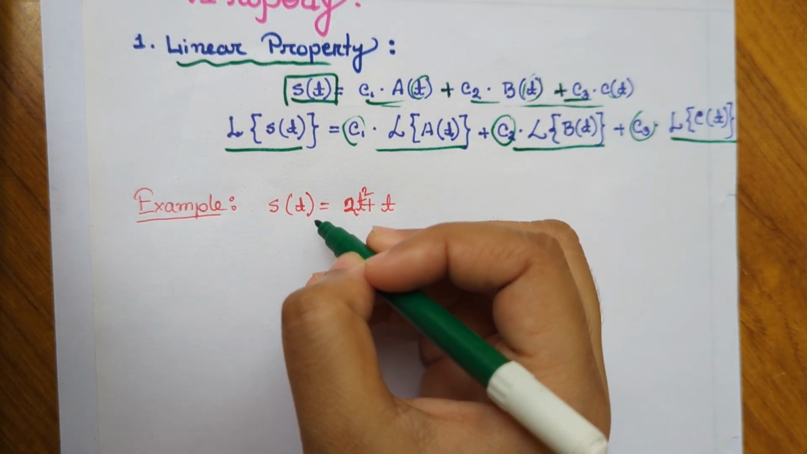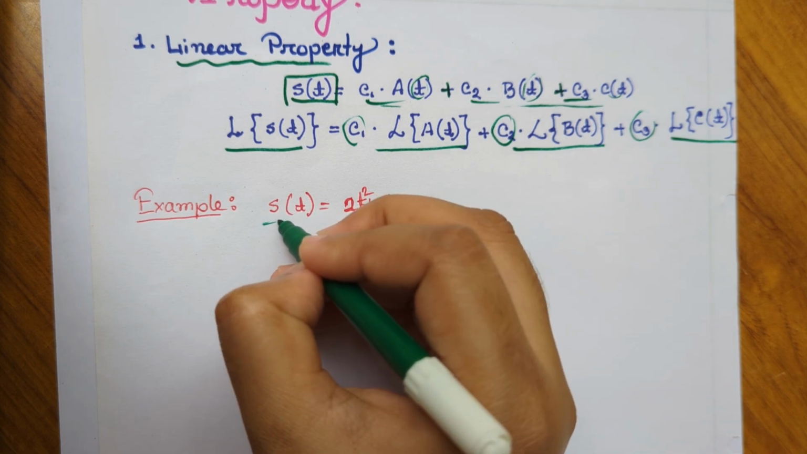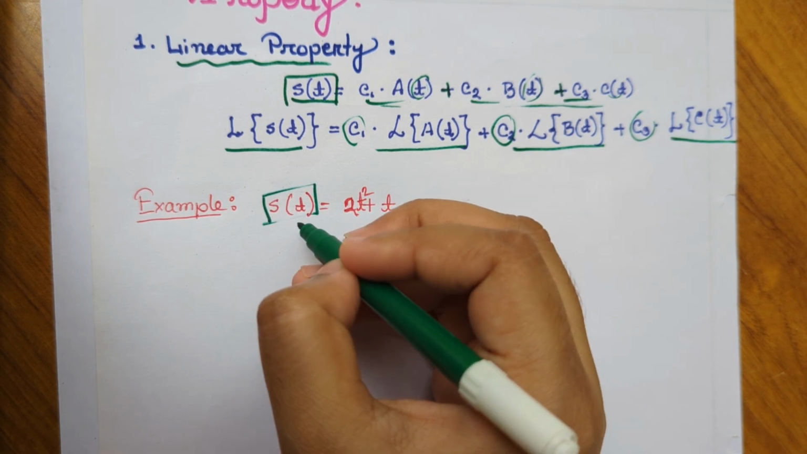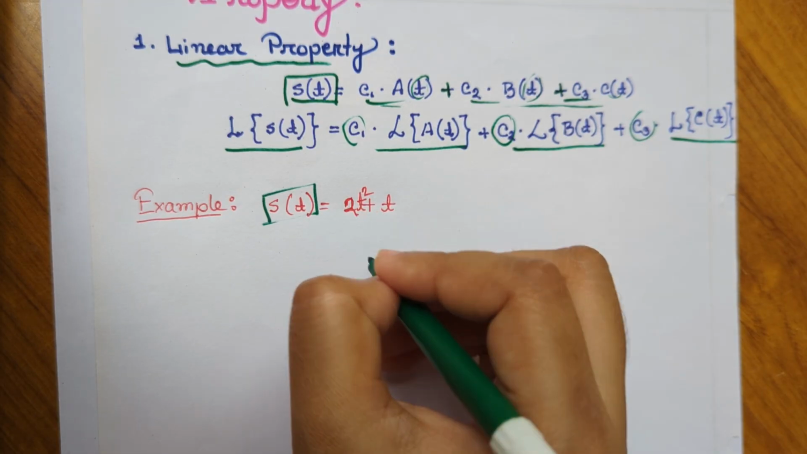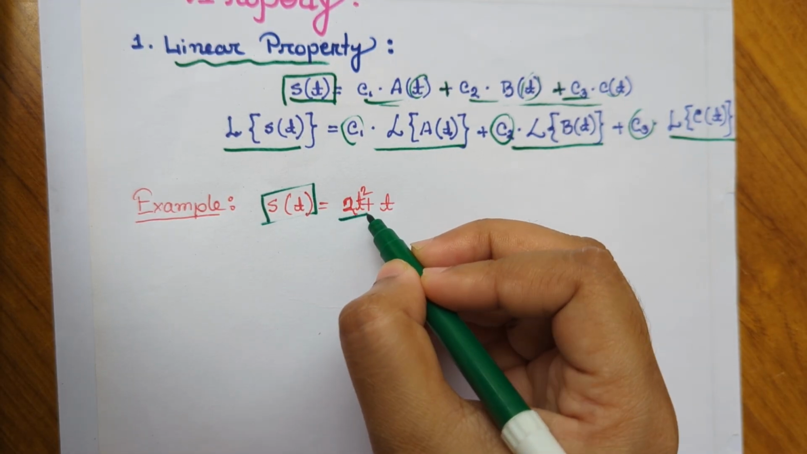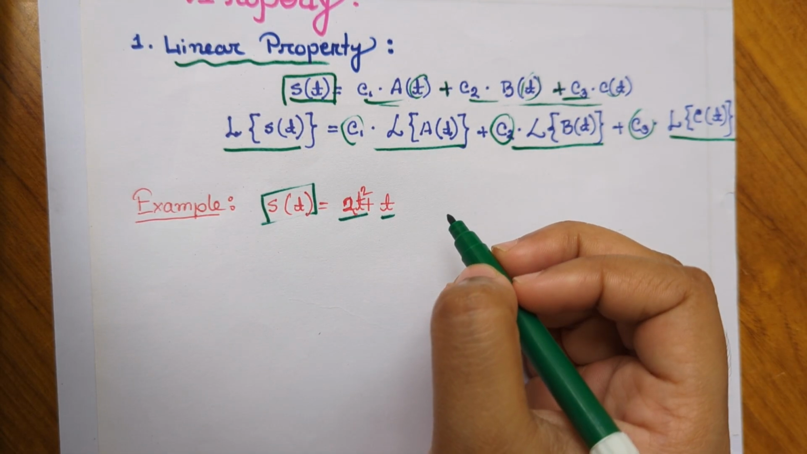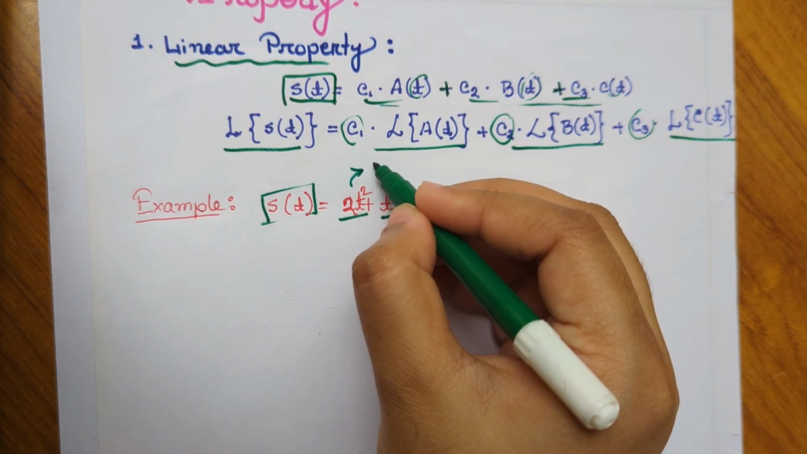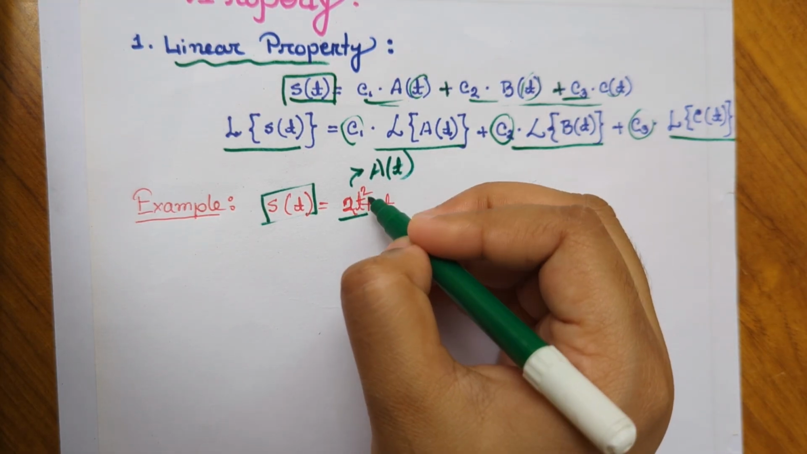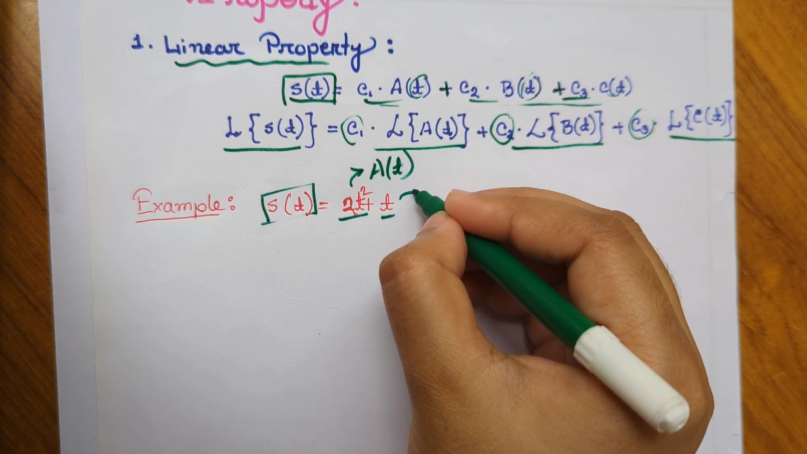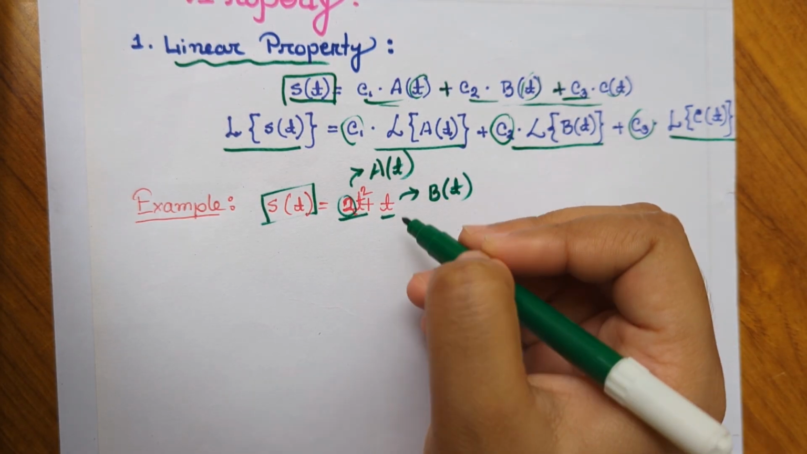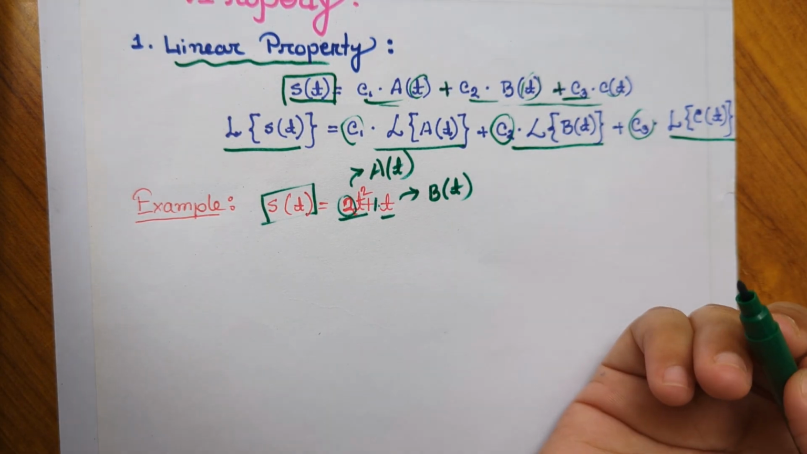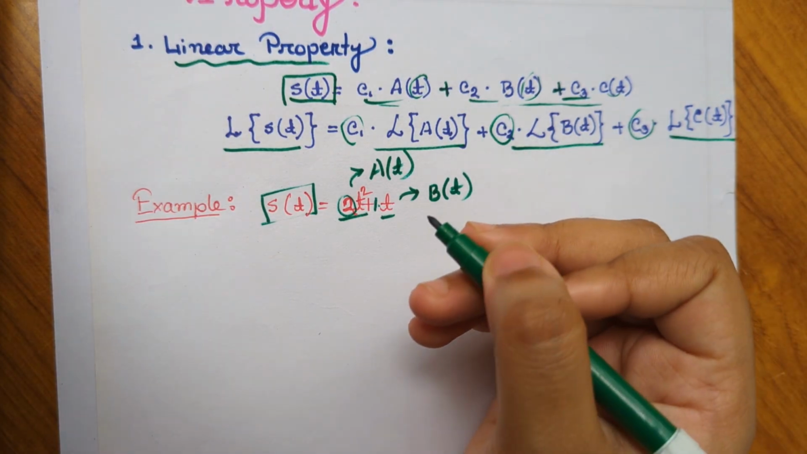Here in the example there is a question where we have to find the Laplace transform of this s of t function. This s of t equals 2t square plus t, which means it is a function of t and another function of t. Suppose this is our a of t, and the other function will be b of t. Here the arbitrary constant is 2, and here the arbitrary constant is 1. So let's do the math.